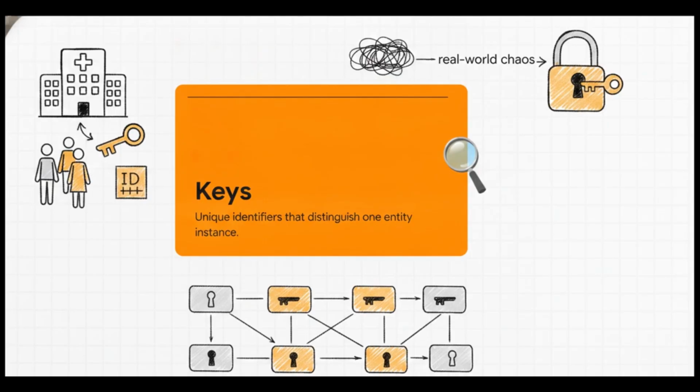But here's the catch. How do we actually tell all these entities apart? That is where keys come in. Keys are unique identifiers that distinguish one entity instance from another within an entity set. Imagine running a hospital with hundreds of patients named John Smith. Without a key, like a unique patient ID number, our nice, neat digital order completely collapses back into real-world chaos. Keys are that vital locking mechanism ensuring we can precisely locate specific data without any confusion.